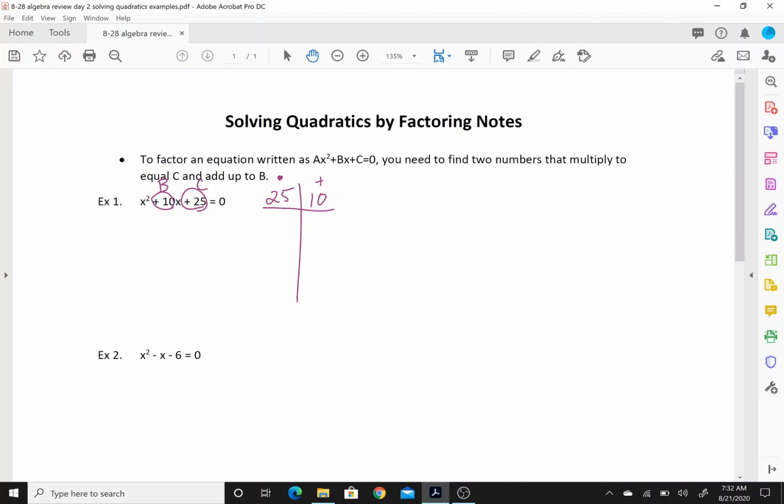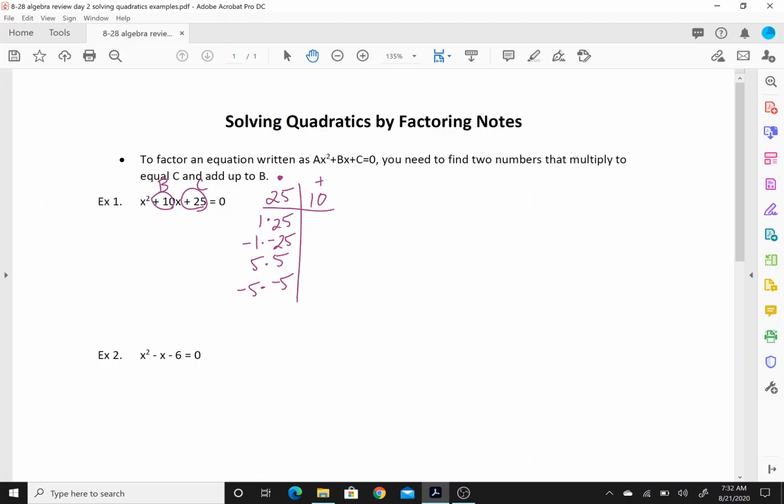So 25, what are two numbers that multiply to make 25? Well, 1 and 25. And I need positive, so we have to start thinking about signs here. What if you do a negative times a negative? That's going to give you a positive, so it could be negative 1 times negative 25. Or we have 5 times 5, or negative 5 times negative 5. So all these factors multiply to be 25.